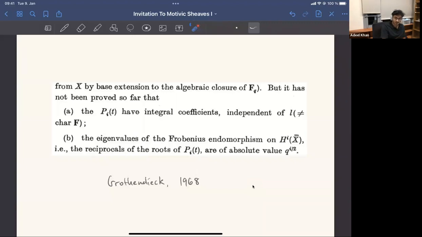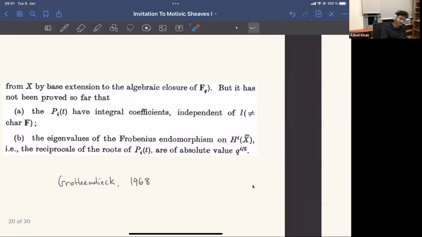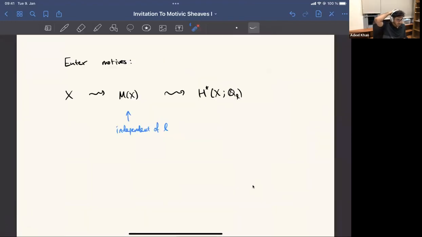So at this point, the story diverges into two paths. One of them is the path of motives, which was conjectural and remains at least mostly conjectural. And the other was the path that Deligne took, which was to figure out a really clever way to actually prove these things just using l-adic cohomology, but in smarter ways. So we're going to pretend that never happened, and we're still going to try to motivate these motivic ideas. I think there's still a lot of value to having this, even if there are other proofs of these conjectures.